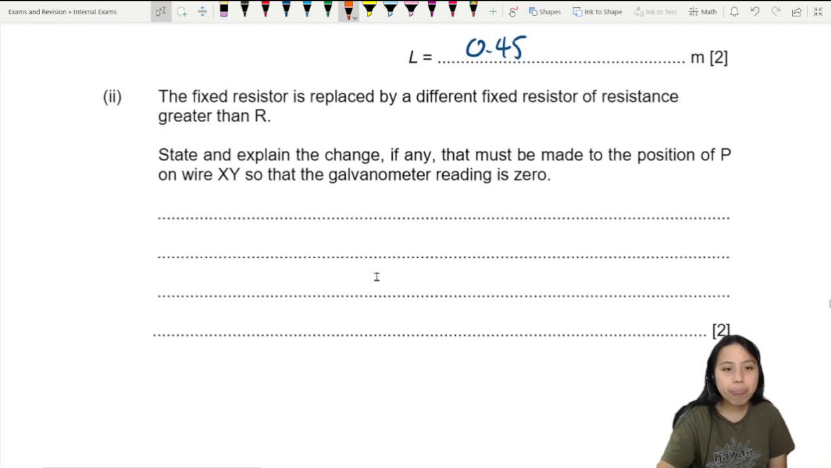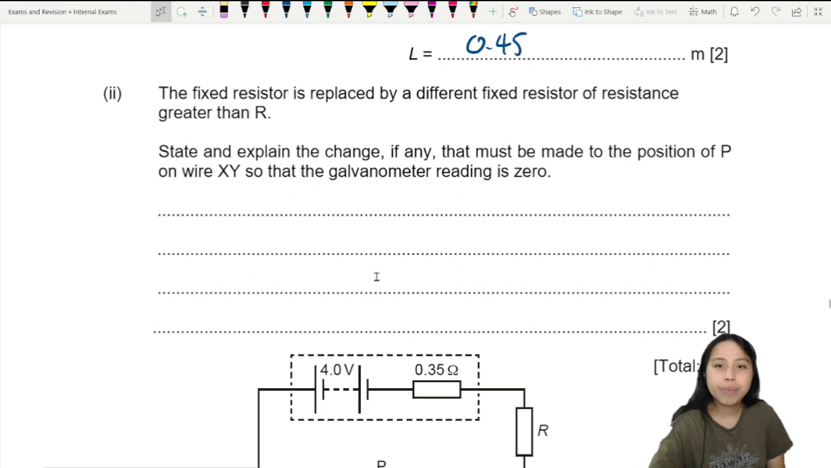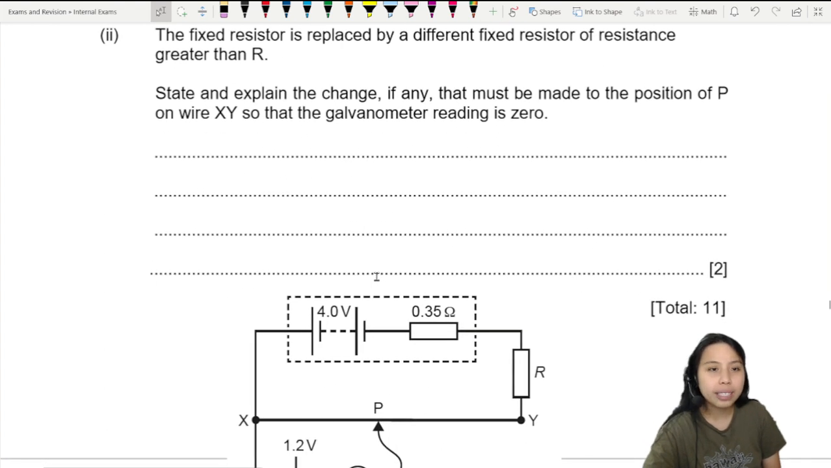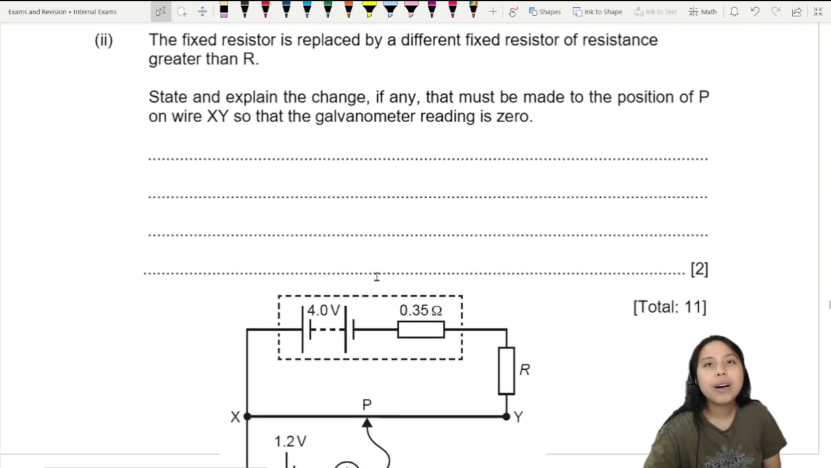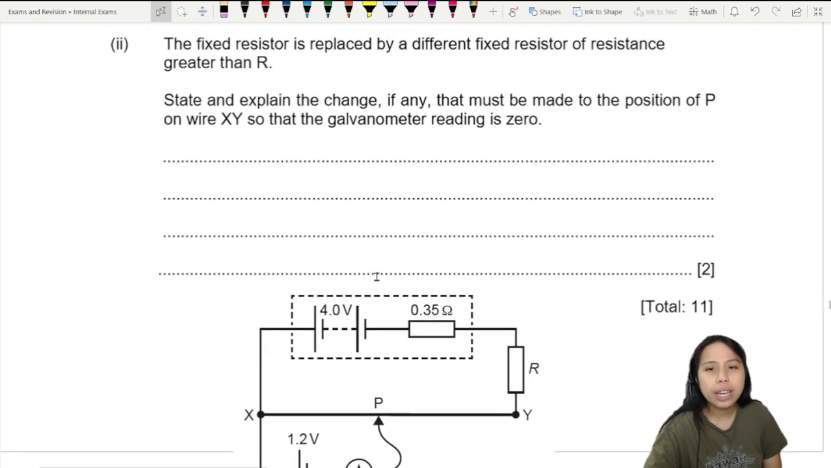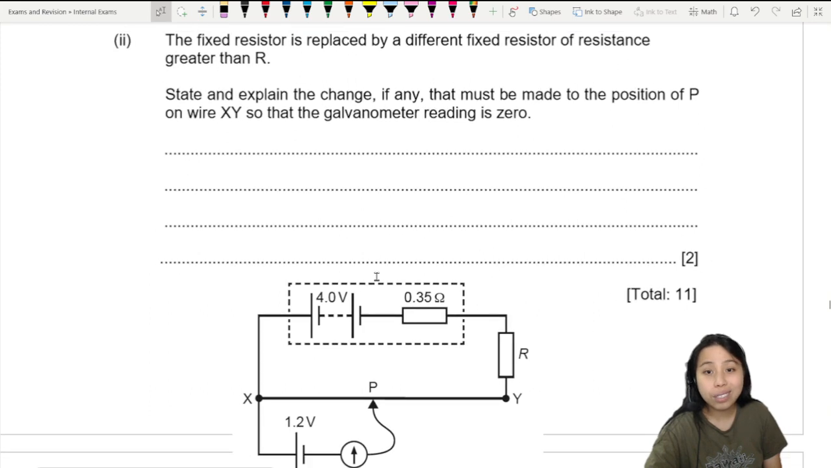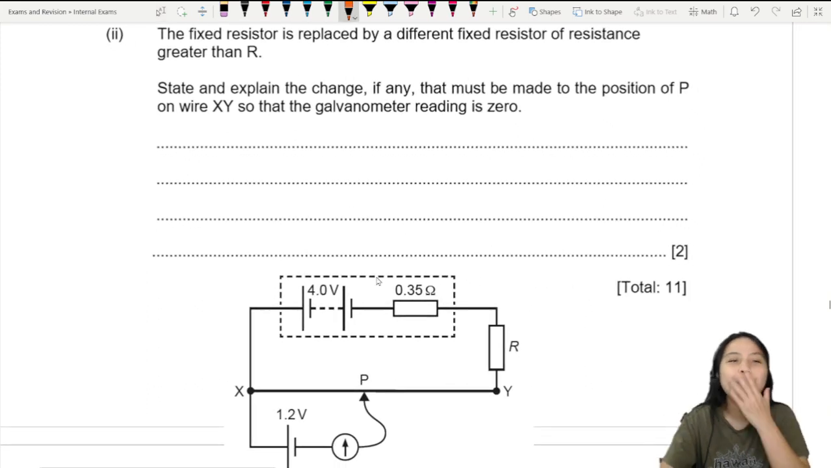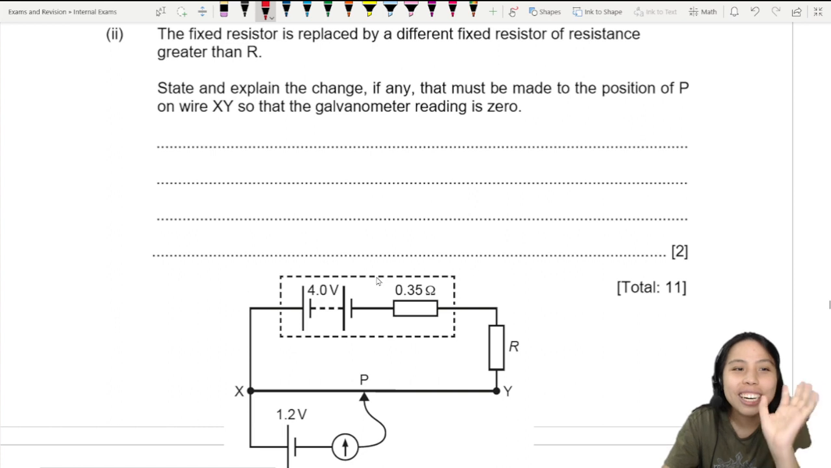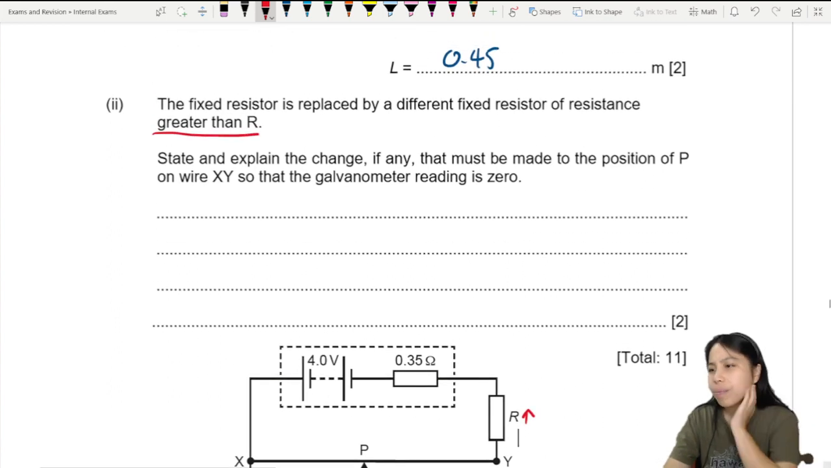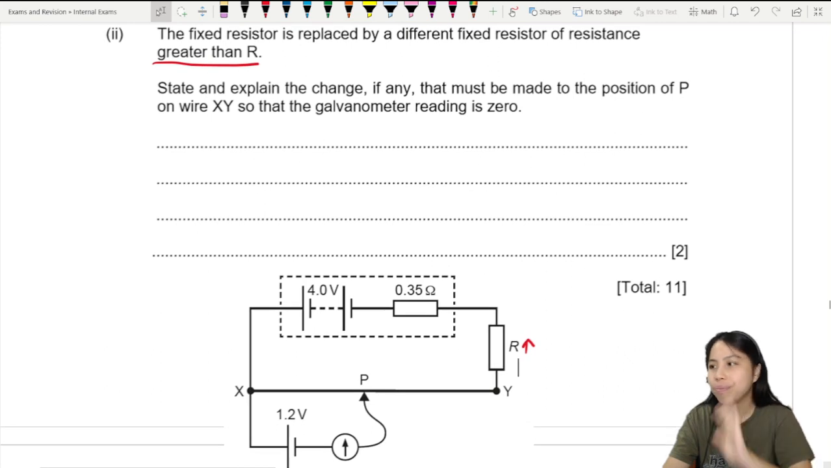Okay, next part. So the fixed resistor is replaced by a different fixed resistor of resistance greater than R. State and explain the change to position P so the galvanometer reading is now zero. Okay, the change here, greater than R, means the resistance here has increased. Now what on earth does this do? Good question.